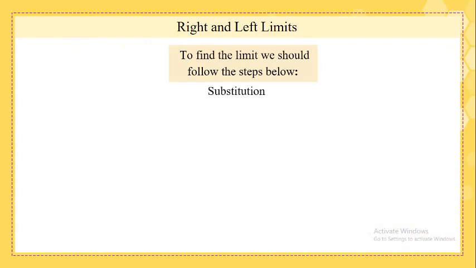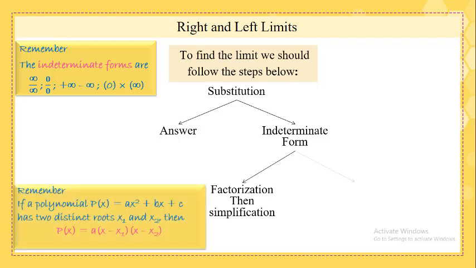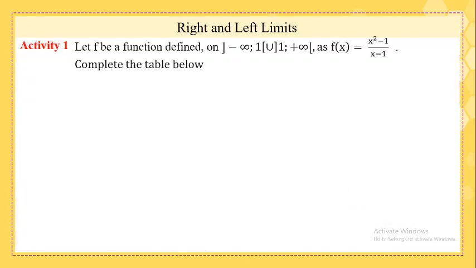First, let's recall together how to find the limit. We used substitution. If we find the answer, we stop. If not, and we get one of the indeterminate forms, we use factorization then simplification, or multiply by the conjugate and simplify. Let's start with activity 1.